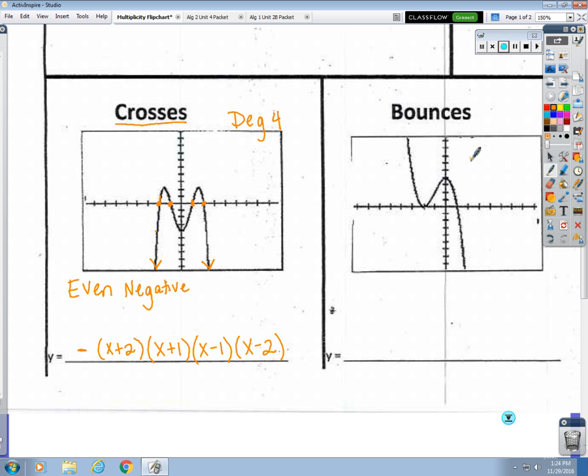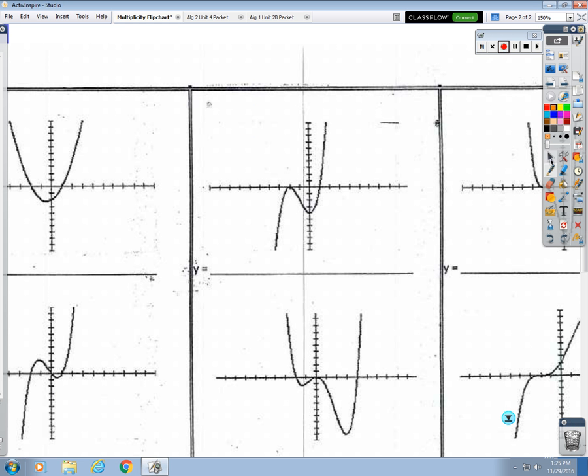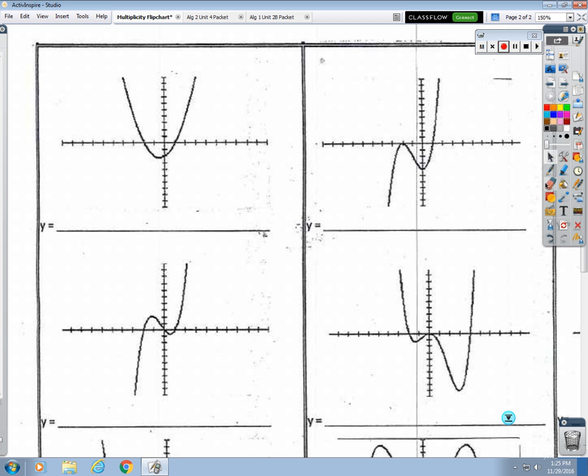Now what I want you to do is take that little paper I gave you and fold it hot dog style. Up, and let's look at these three. Starting right here, far left. Is this graph even or odd? Even. Is it even positive or even negative? Positive. Even because they're going the same way, positive because they're both going up.